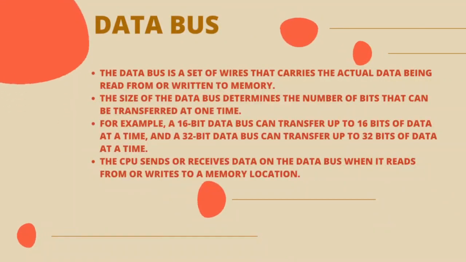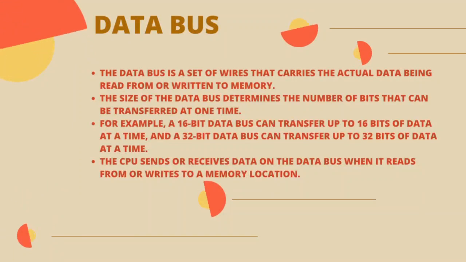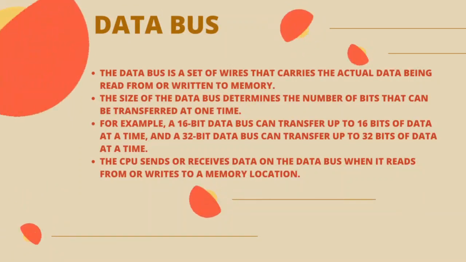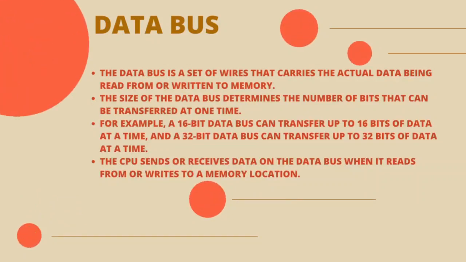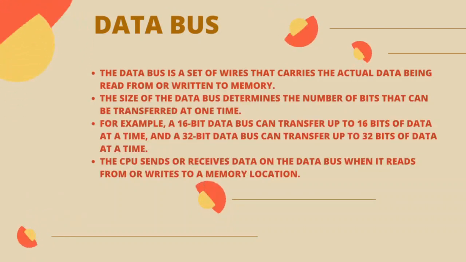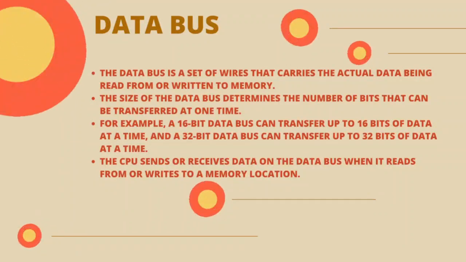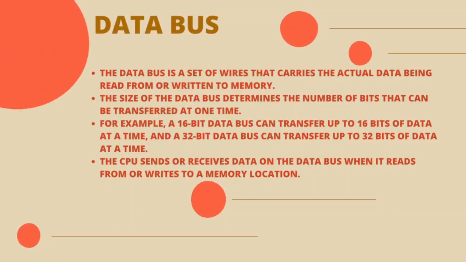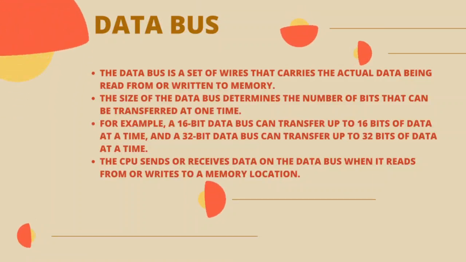Let us now head towards the data bus. The data bus is a set of wires that allows data to be transferred between different components of a computer or electronic device. It carries information in the form of binary digits that represent instructions, data, or addresses. The size of the data bus determines how many bits can be transferred at once, typically ranging from 8 to 64 bits. For example, a 16-bit data bus can transfer up to 16 bits of data at a time, and a 32-bit data bus can transfer up to 32 bits of data at a time.